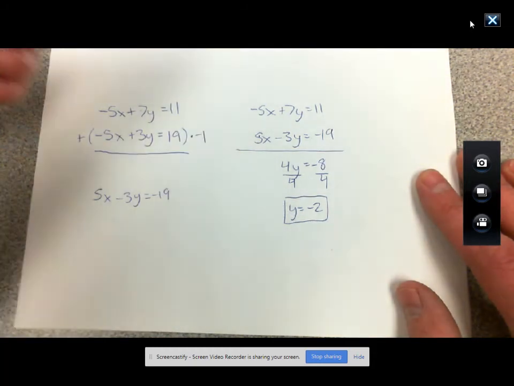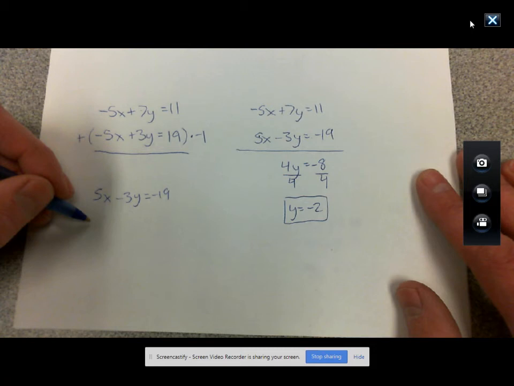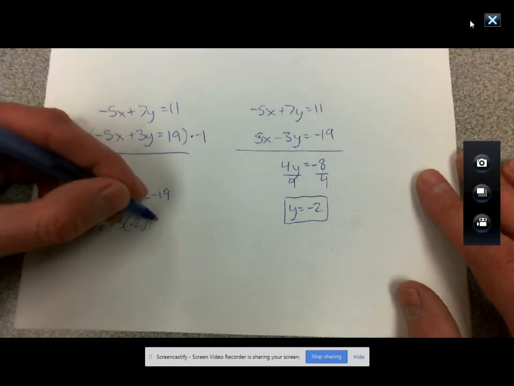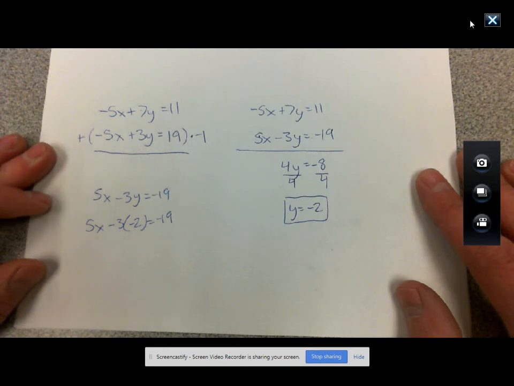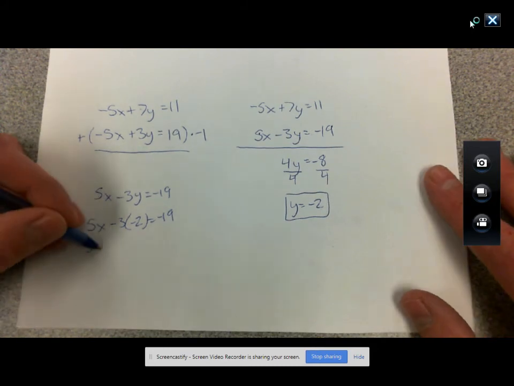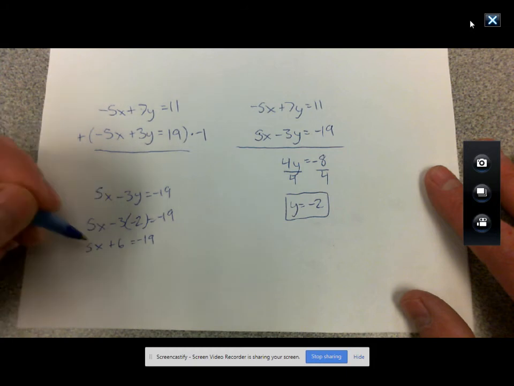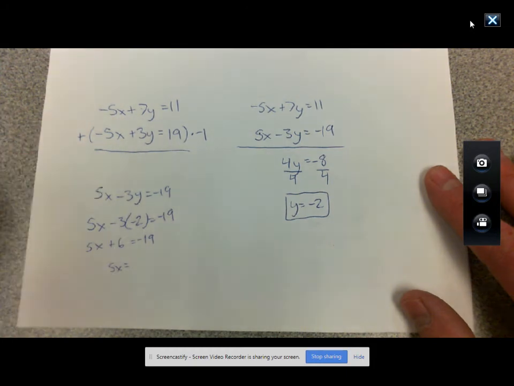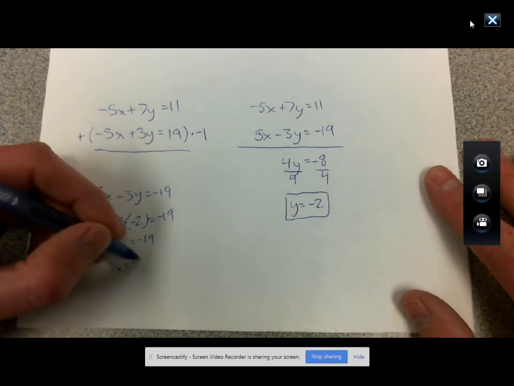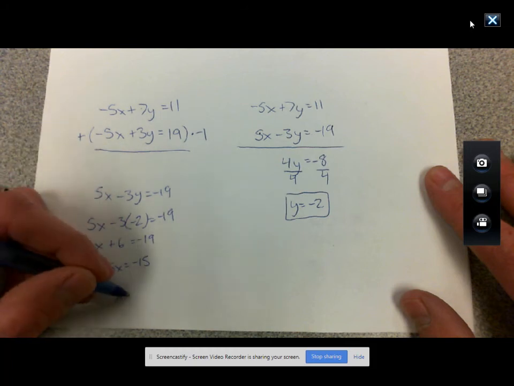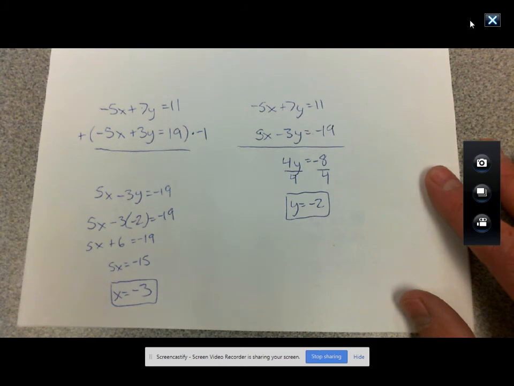I now know what y has to be. Y has to be negative 2. So 5x minus 3 times negative 2 equals negative 19. 5x plus 6 equals negative 19. 5x is going to equal negative, what would that be, 25. And if I divide both sides by 5, x equals negative 5.